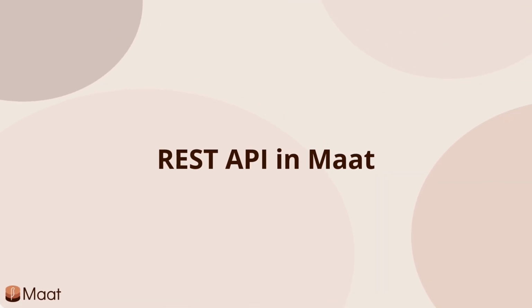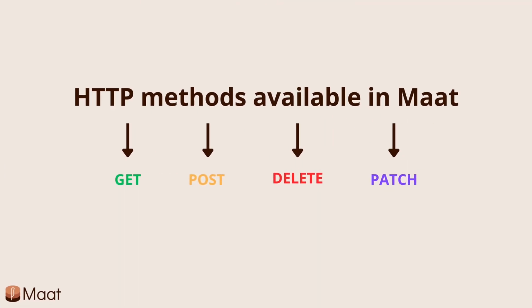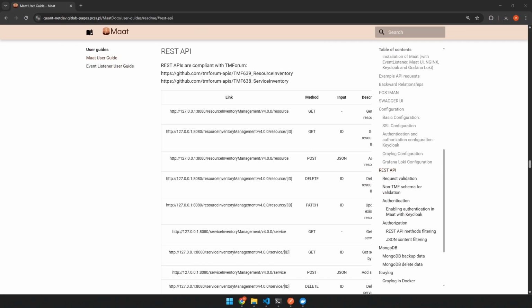Our focus in this video will be the Maat REST APIs. There is one for service management and another one for resource management. Both the service and resource APIs are TMF compliant and are available via 4 HTTP methods: GET, POST, DELETE, and PATCH.